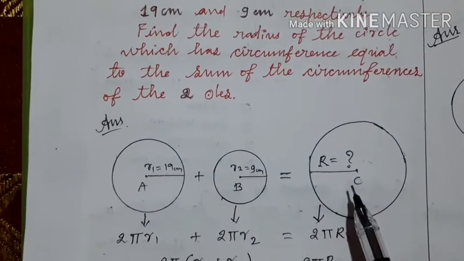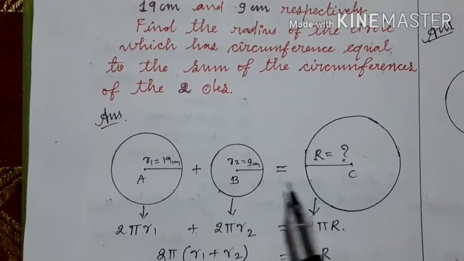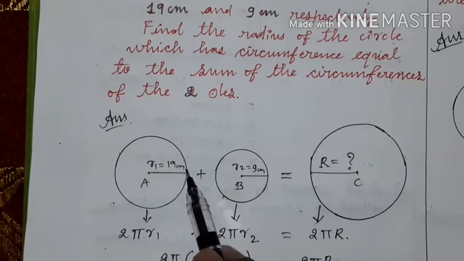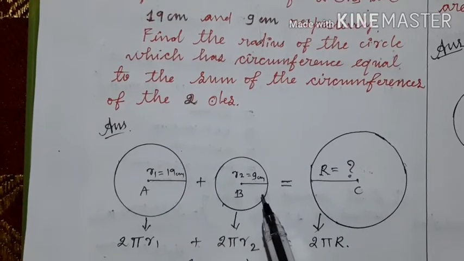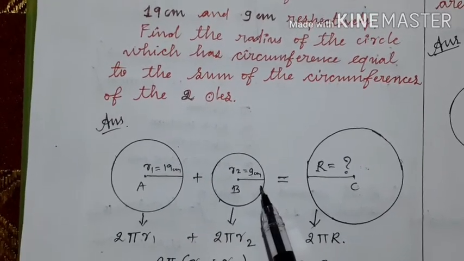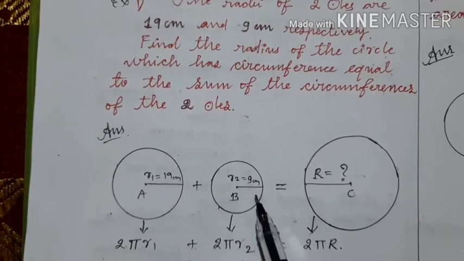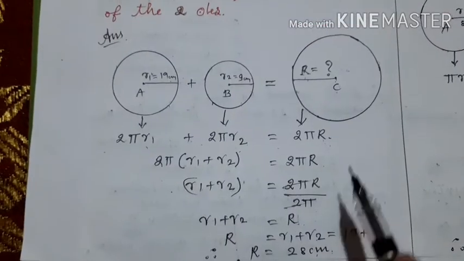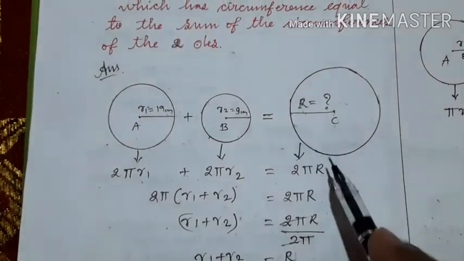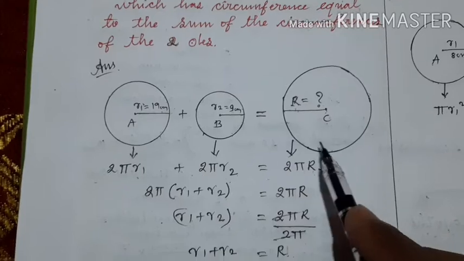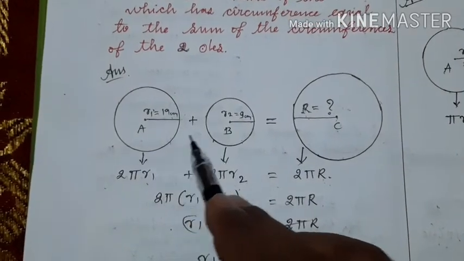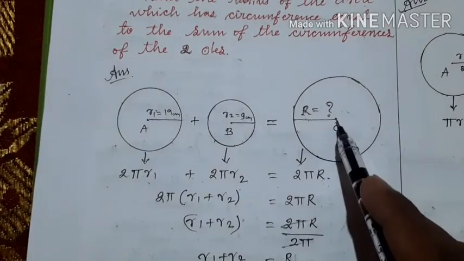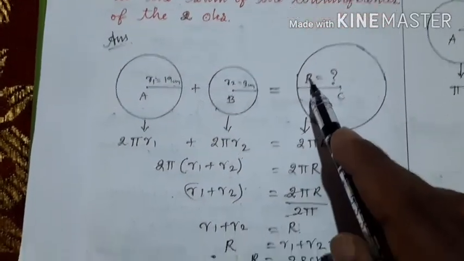See here, children, there are two circles. One circle is of radius 19 centimeter and another circle is of radius 9 centimeter. Both the circles have a circumference. Here, the circumference of this circle is equal to the sum of the circumference of this circle plus the circumference of this circle. And the newly formed circle's radius is capital R.